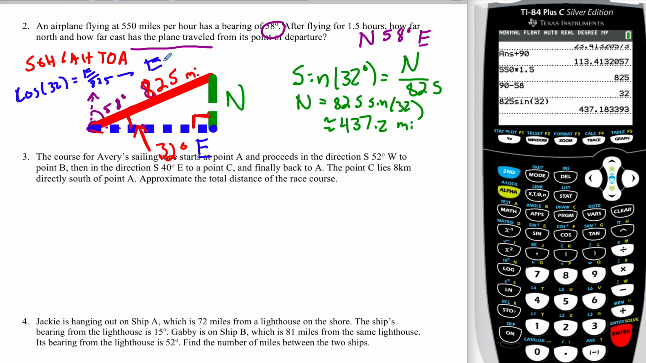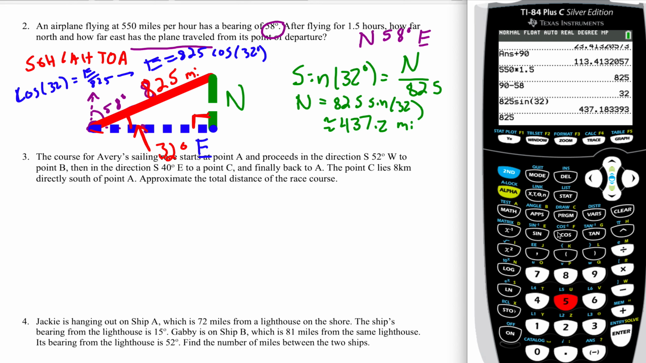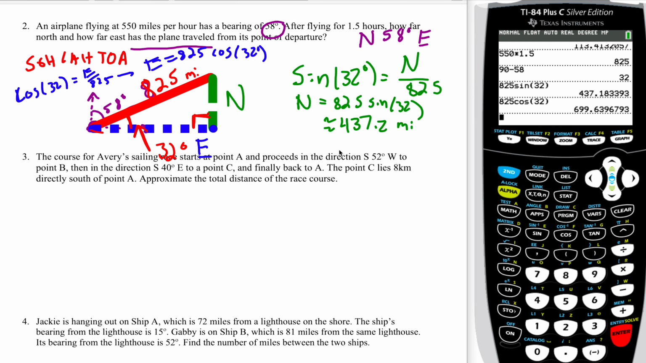Okay, to find the east, well, we know that the cosine of 32 equals east over 825. So east is equal to 825 times the cosine of 32. And again, this is possible because we've set up a right triangle. Alrighty, and so that means that the east is approximately, if we round it to one place, we're going to call that approximately 700 miles. So based on SOHCAHTOA, we know that we've traveled approximately 700 miles east and 437 miles north.